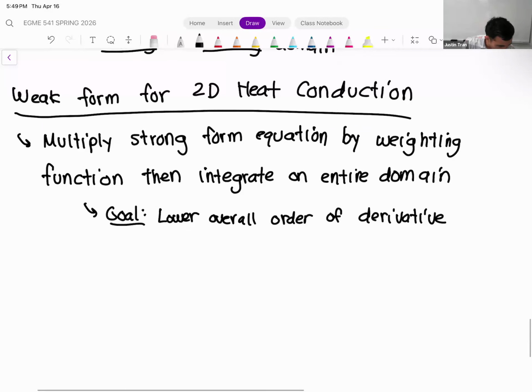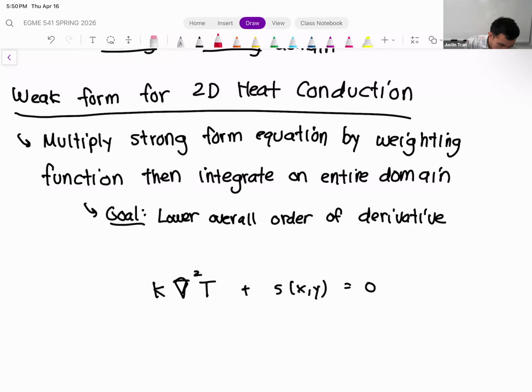So let's write our strong form one more time. Our strong form is K nabla squared T, I'm just using the shorthand, the vector form, plus S of x and y is equal to 0. So let's go ahead and multiply. We have two terms here, and we're going to multiply this first term by W of x and y. That's our weighting function.